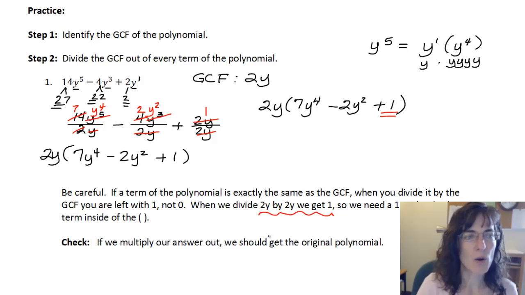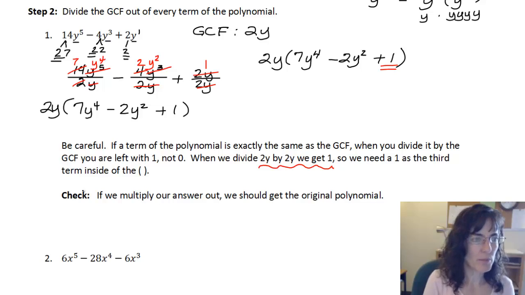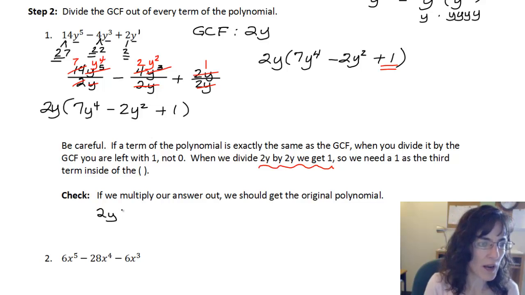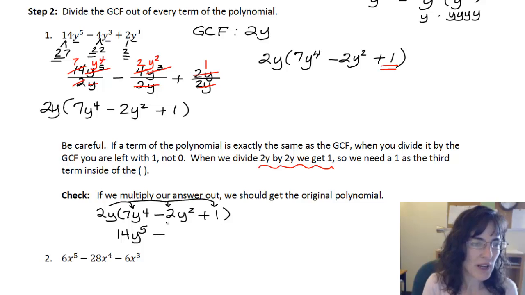Remember, when I multiply out, those two match, right? When I multiply out, I want to end up with what I started with. So let's try it out. So 2y times 7y to the fourth minus 2y squared plus 1. So I'll distribute here. And when I multiply there, I get 14. I have 1y times 4 more y's, so that's a total of 5 y's being multiplied. And then minus 2 times positive 2 will be minus 4. And then 1y times 2 more y's, so that's going to be a total of 3 y's being multiplied.